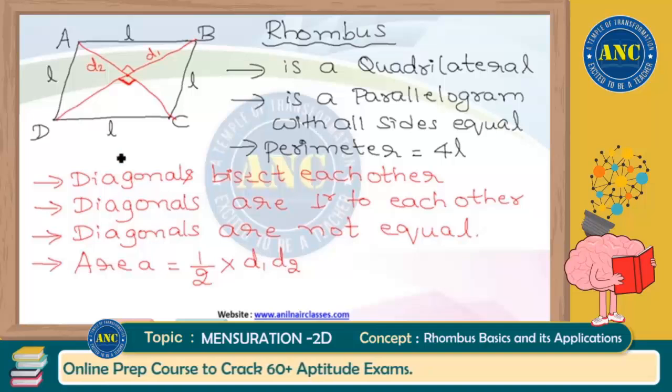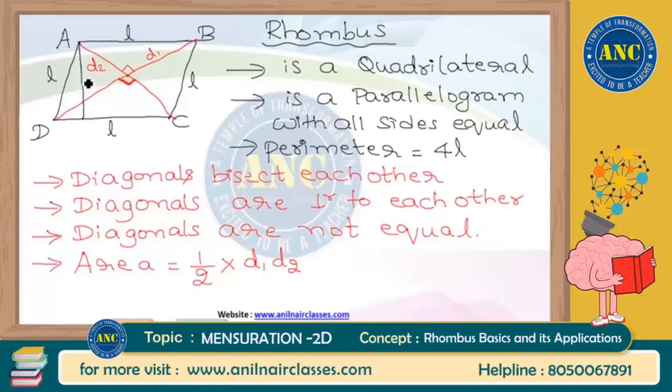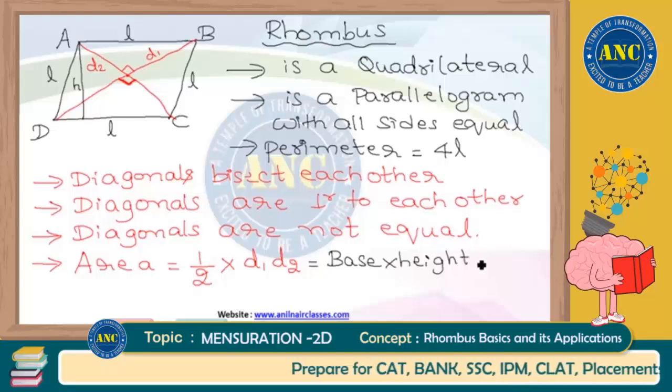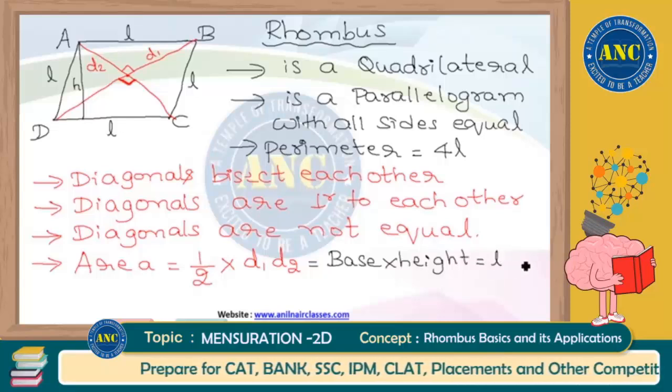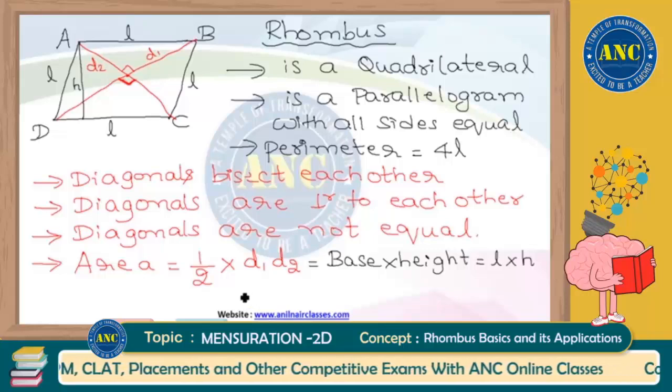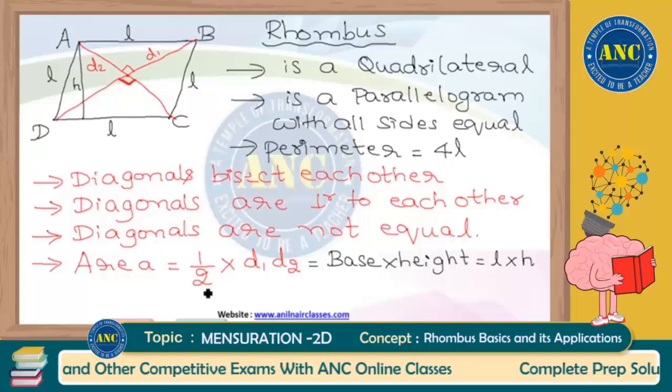Now I can also say, suppose I drop a perpendicular like this and call it the height. The area is also nothing but base into height. In this particular diagram, the base is L and the height is H. So the area of the rhombus is also equal to L into H.